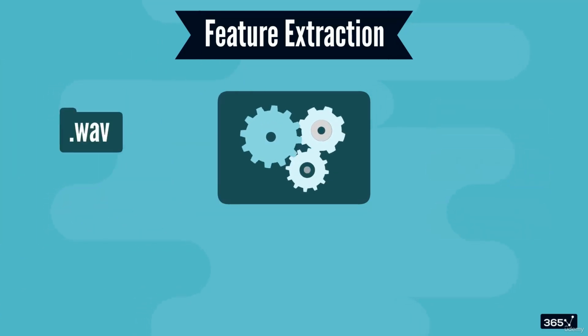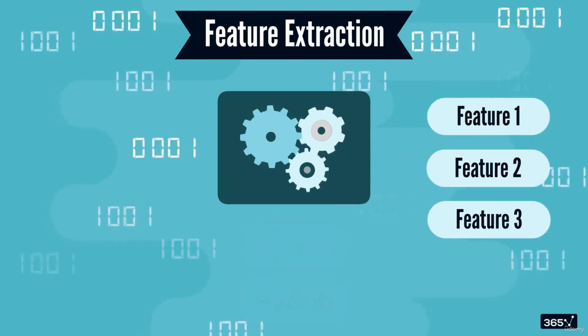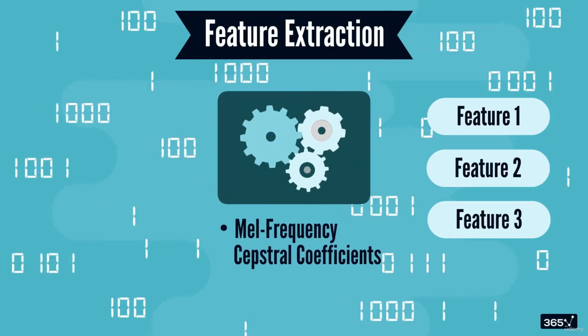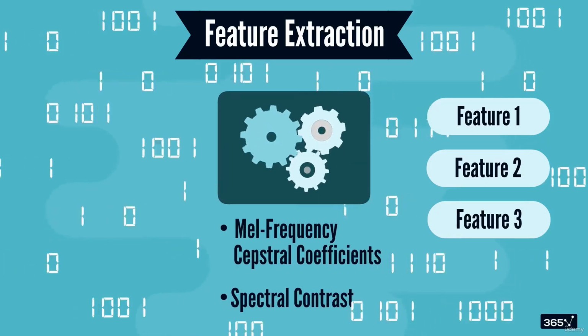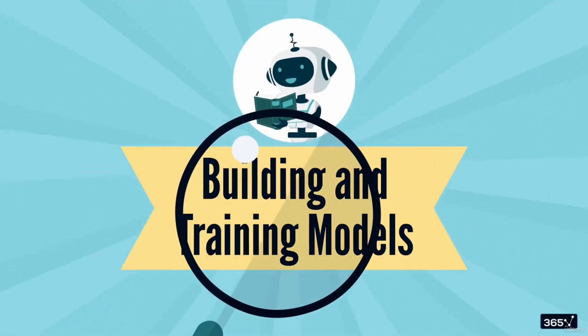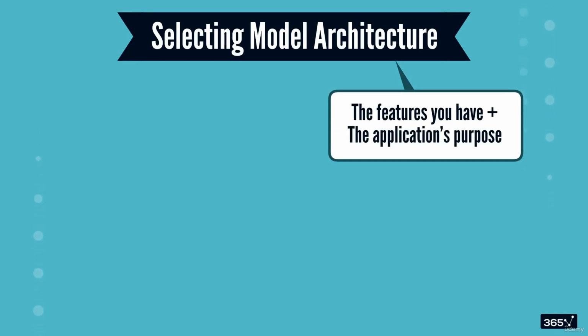Many Python libraries like Librosa and PyDub provide built-in functions to extract features, such as mel-frequency cepstral coefficients and spectral contrast. These tools handle complex math behind the scenes, allowing you to focus on building and training your models without getting bogged down in the sophisticated details of signal processing. Great. After feature extraction, select a model architecture that suits both the features and your application's needs.